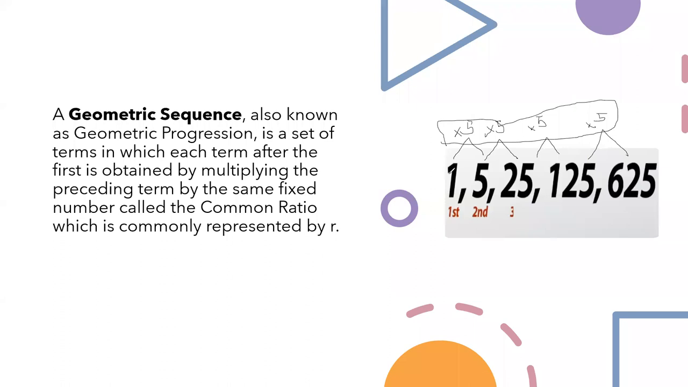How do we find the common ratio in a given sequence? Rather than thinking about what number we multiplied to 1 to get 5, we can use r equals the second term over the first term, or any two consecutive terms. For example, if we use the first and second terms, which are 1 and 5, that's 5 over 1, which equals 5. So that's our common ratio.